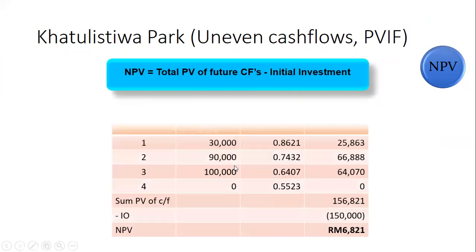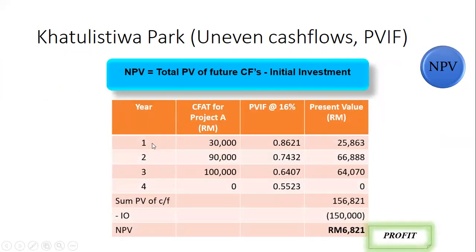Okay, let's look at Khatulistiwa Park. Khatulistiwa Park is a lump sum case, uneven cash flows. So we have to outline the lump sum amount for all the years. As for the project, just now it only earned up to 3 years. So we have 30,000, 90,000, and 100,000 for years 1, 2, and 3 respectively. We refer to the PVIF table, a different table from the Tropical Venue example just now, the PVIF table at 16%.